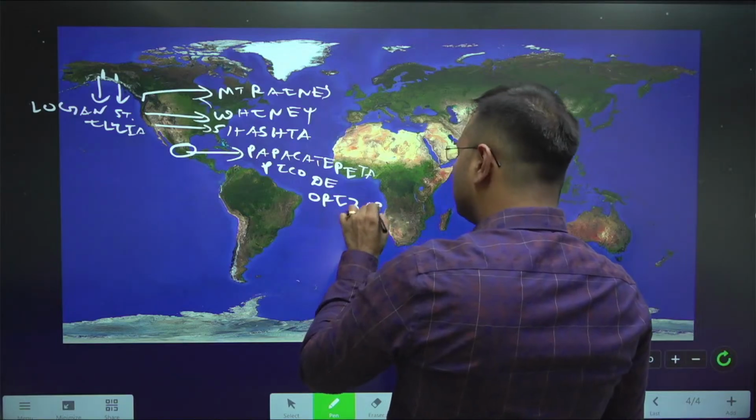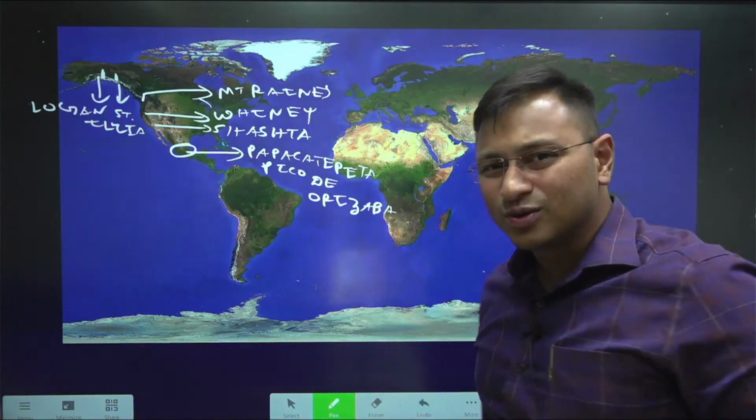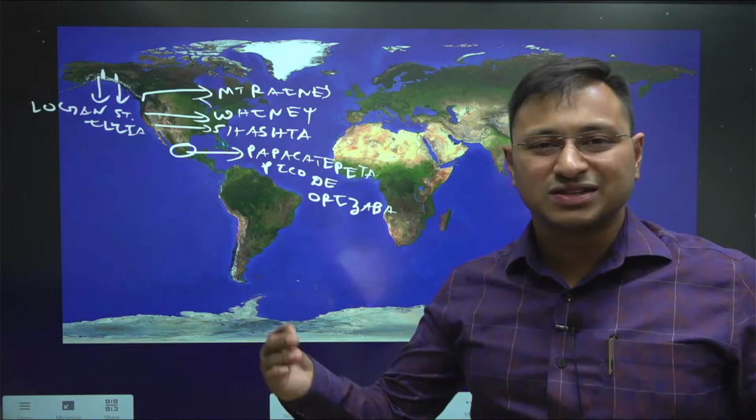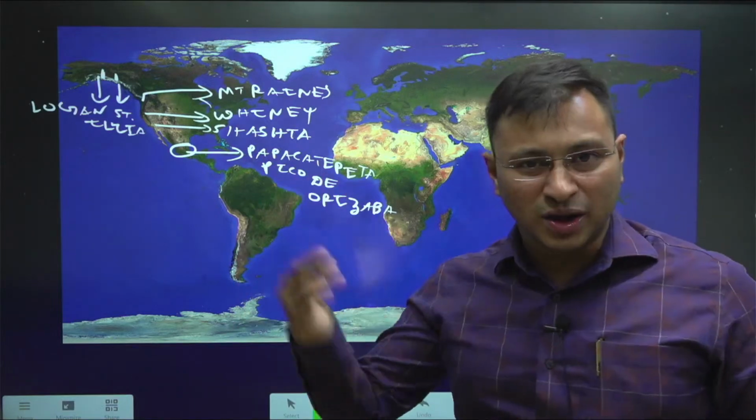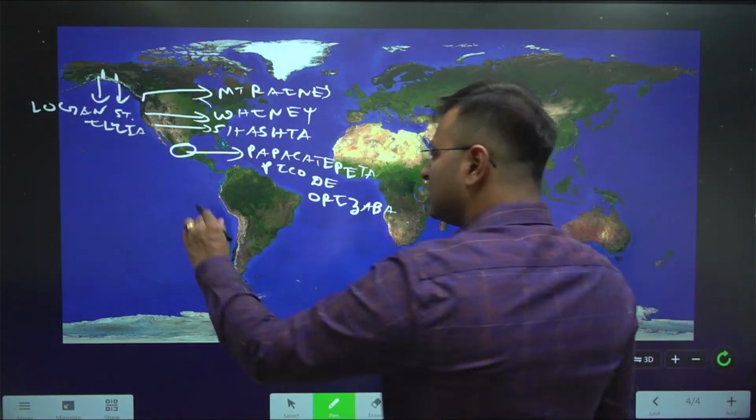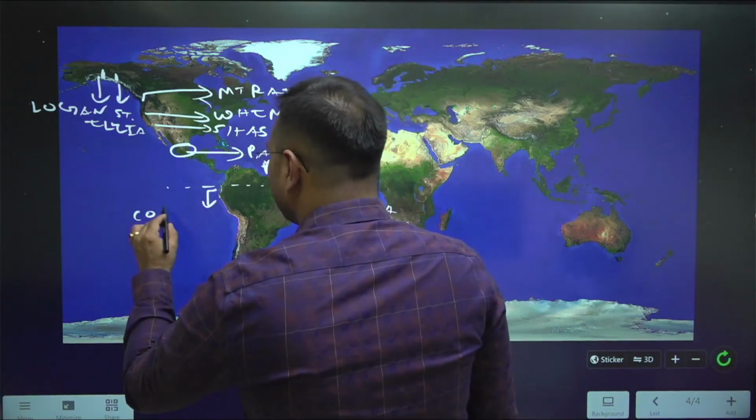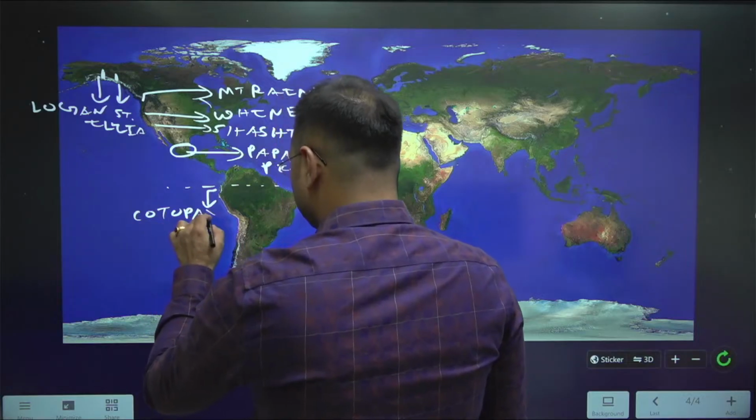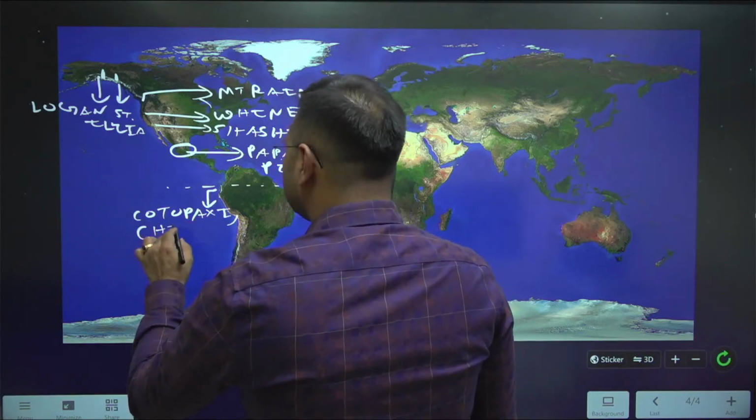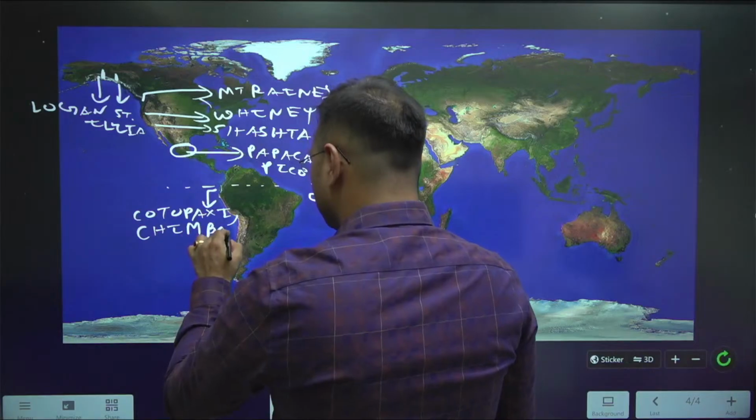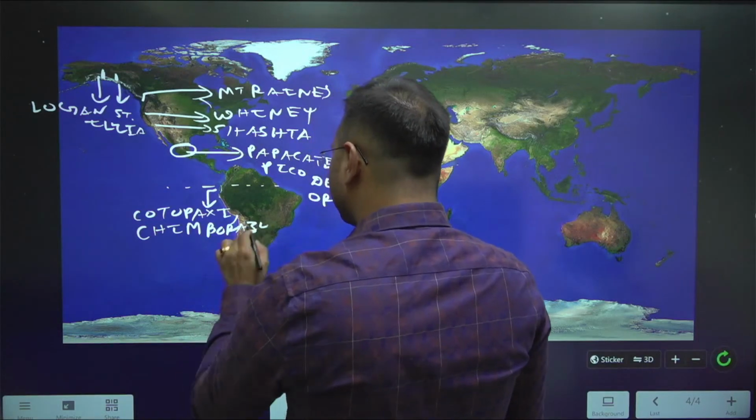Two very active volcanoes in Mexico. You have Western Sierra Madre, Eastern Sierra Madre. In South America, two very active volcanoes near the equator. So you have Mount Cotopaxi, and then you have Mount Chimborazo. So two very active volcanoes near the equator.